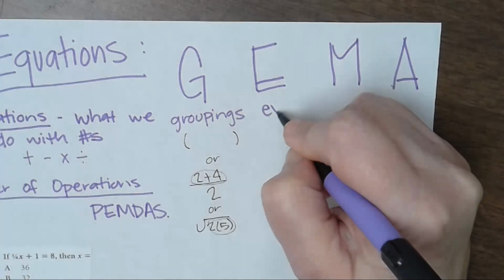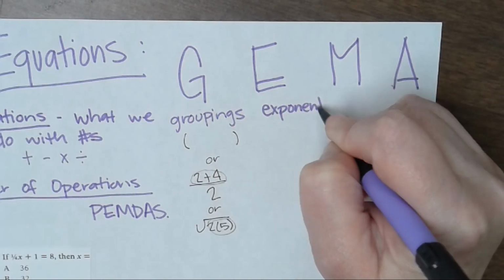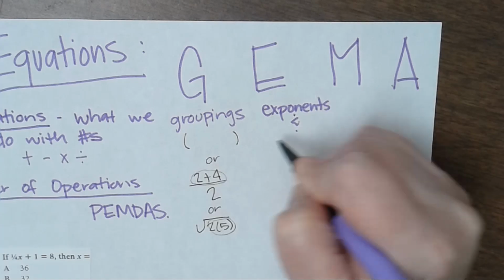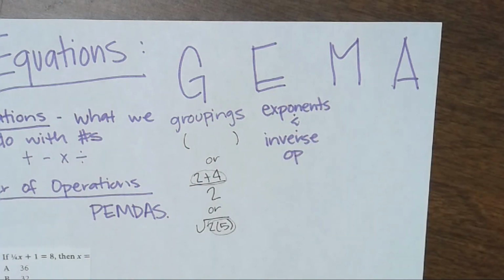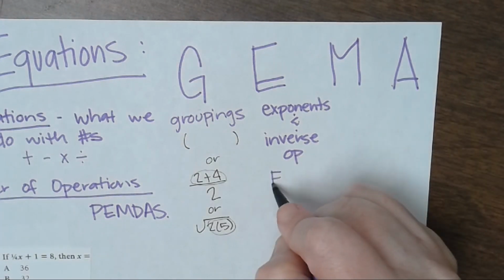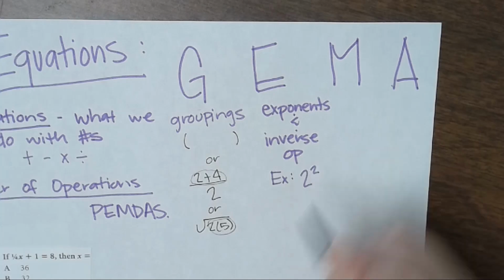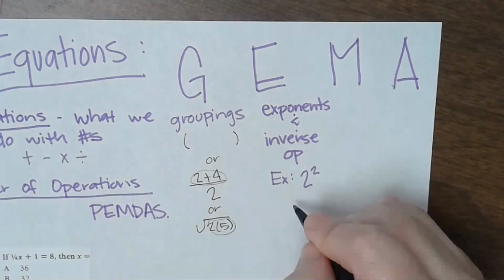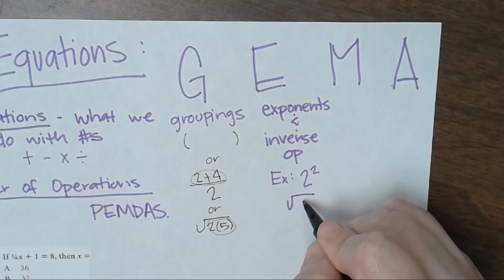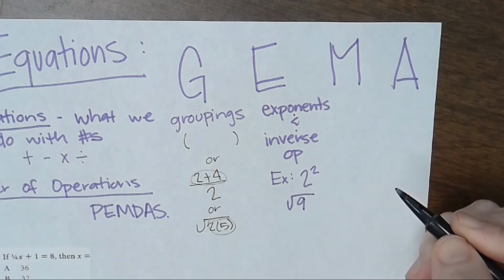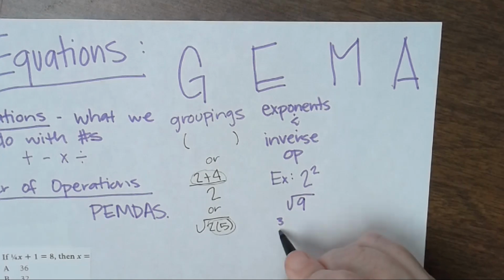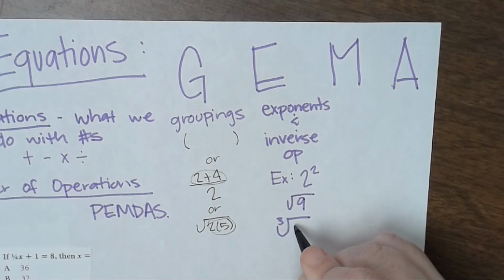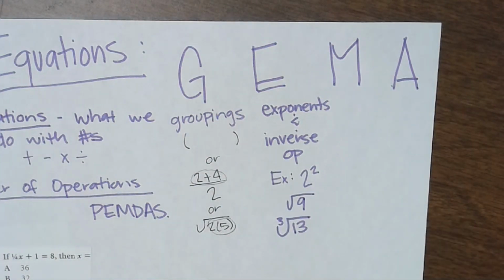Alright, so groupings come first, and once you're finished with all your groupings, you are going to move on to exponents. But not just exponents, but their inverse operation, inverse op. And inverse just means opposite operation. So let's talk about some examples of that. Examples, okay, 2 squared, that's an exponent. But what is the inverse operation of that? Well, the square root of a number is the opposite of a number squared. And then don't forget that we also have the cubed root of a number as well.